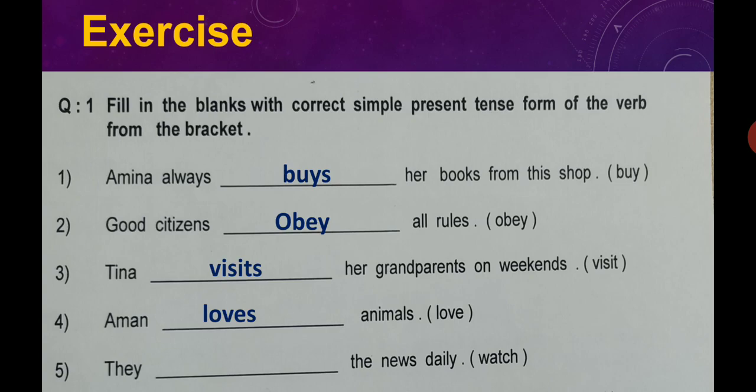They dash the news daily. They represent the plural form of pronoun. Then what will be the answer? Watch. This is the simple present tense exercise. Okay? So you can understand that if the verb is with s or es or in its root form, the tense will be simple present tense. Let's move on to the next exercise.